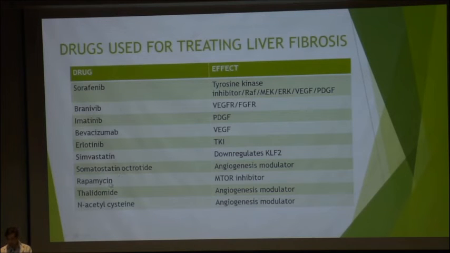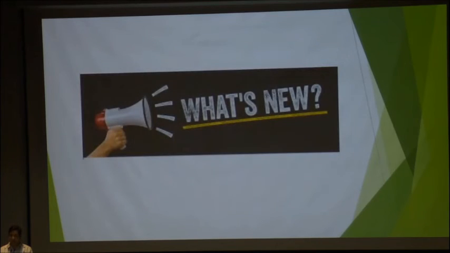You also have rapamycin and thalidomide. So most of these are still in experimental models. We still do not have drugs which are actually treating liver fibrosis. So the creation of new drugs is important, and not only that, finding out the pathways of angiogenesis is extremely important. So the next part is what has been happening in the last 2 years.